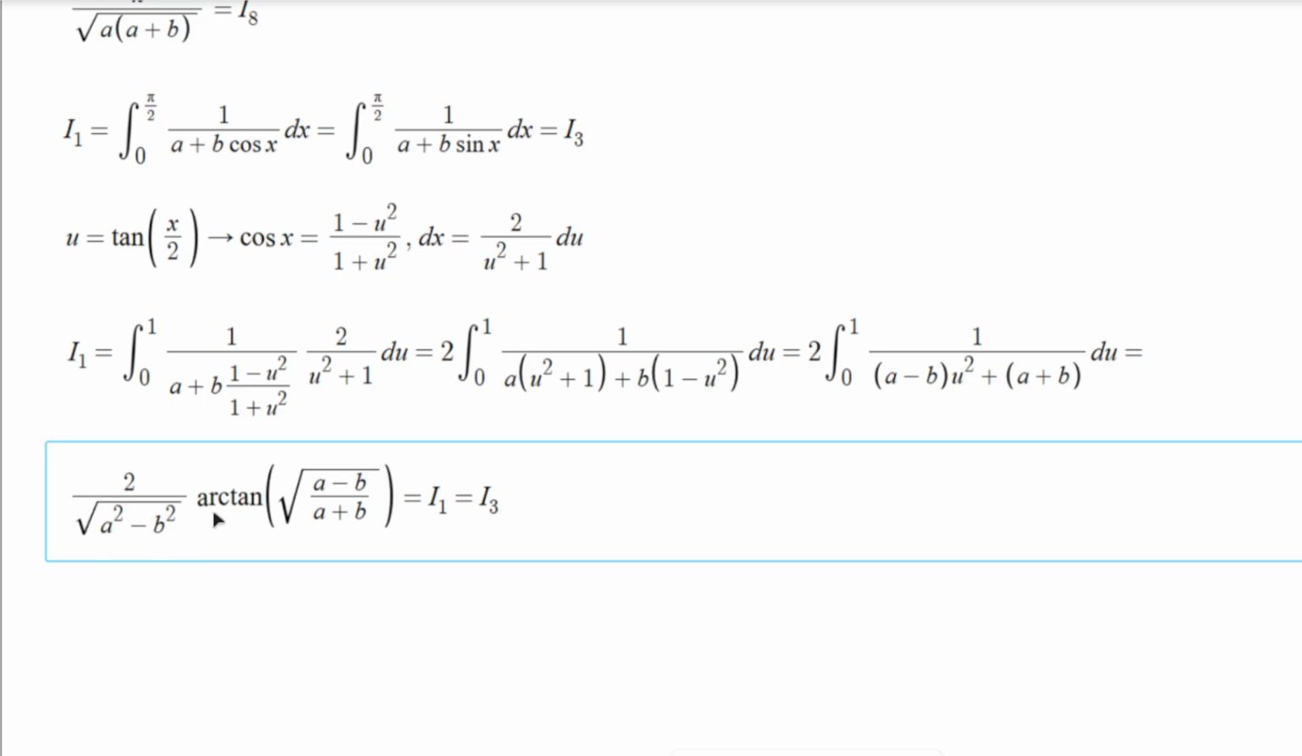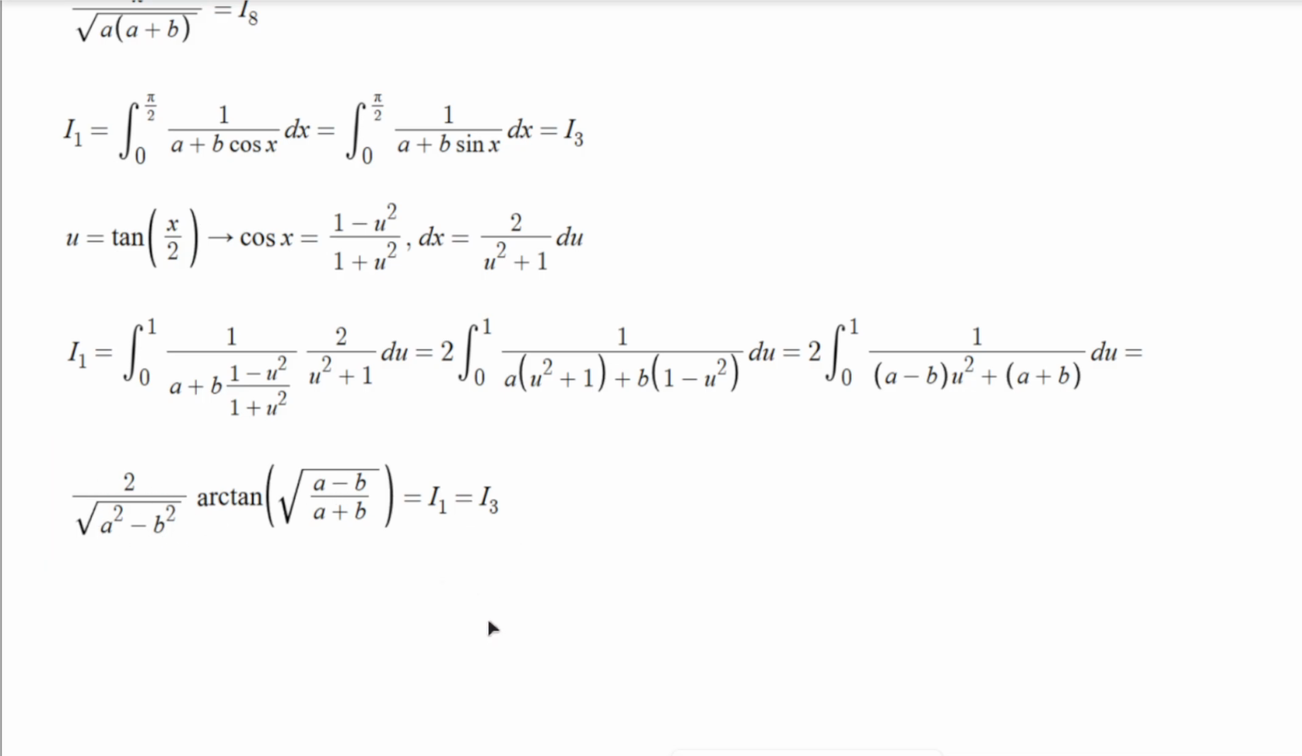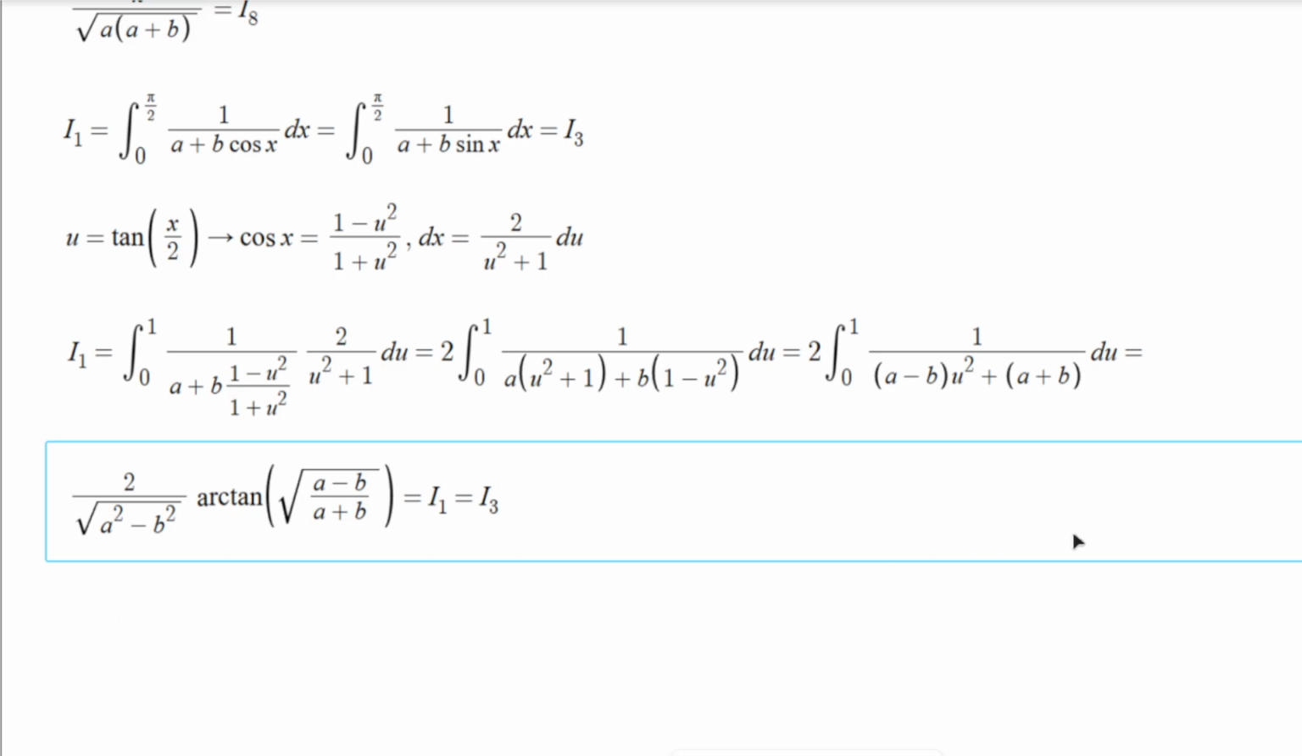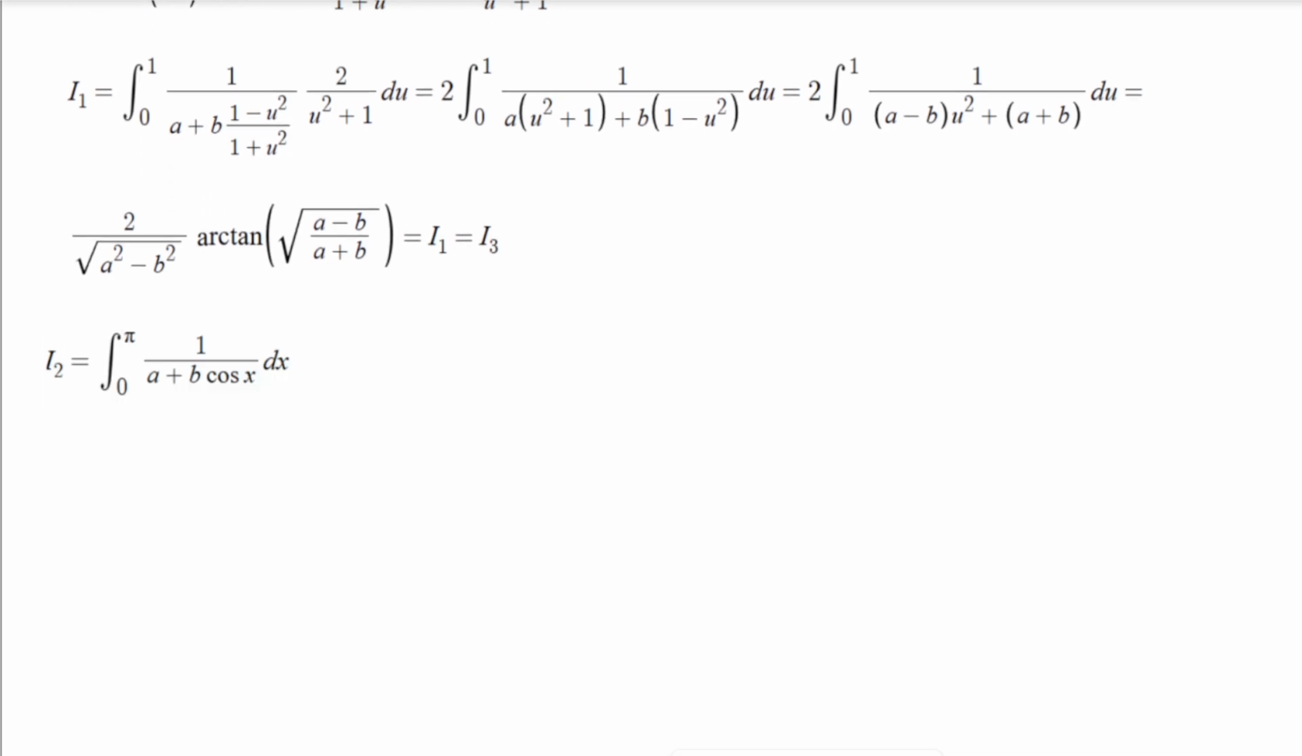And this is going to be equal to 2 over the square root of a squared minus b squared times the arctangent of the square root of a minus b over a plus b. So that is the answer to both I1 and I3. All right, 6 down, 2 to go. So let's take care of I2 next. That's the integral from 0 to pi of 1 over a plus b cosine x.